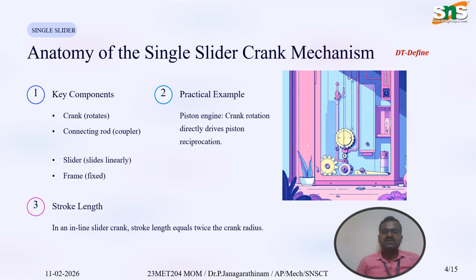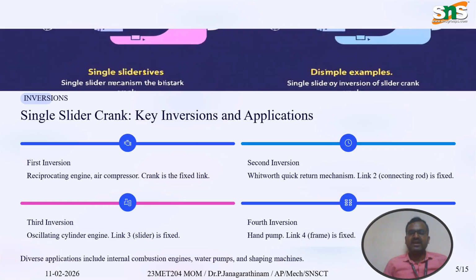Another example is the piston engine mechanism, which is available in our petrol engines. The crank rotation directly drives the piston reciprocation, which means that based on the crank rotation, the piston moves in either the forward or the reverse direction. Another point is the stroke length. In an inline slider crank mechanism, the stroke length is twice the crank radius.